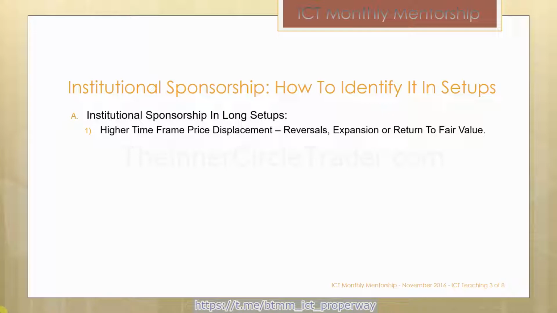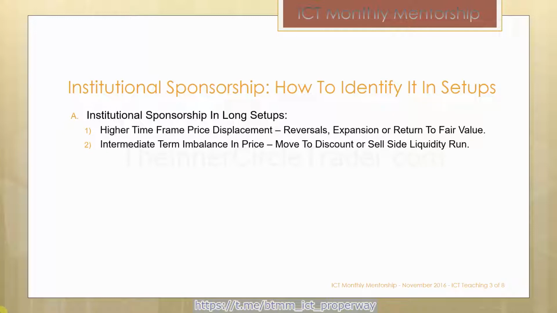Key to identifying institutional sponsorship in long setups is the notation of a higher time frame price displacement, and that can come in the form of a reversal, an expansion, or a return to fair value. Intermediate term imbalance in price. Now this is a move to discount or a sell side liquidity run. In other words, the price is going to actually retrace, or it can begin by going below an old low to run out the sell stops.